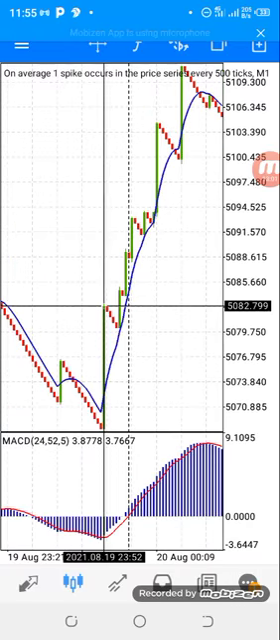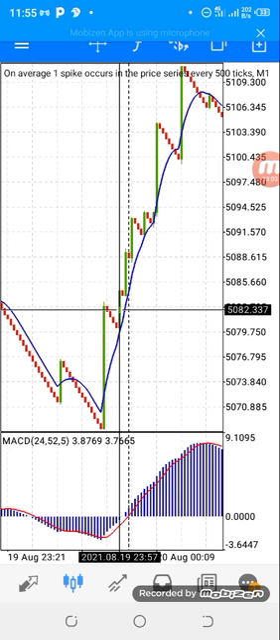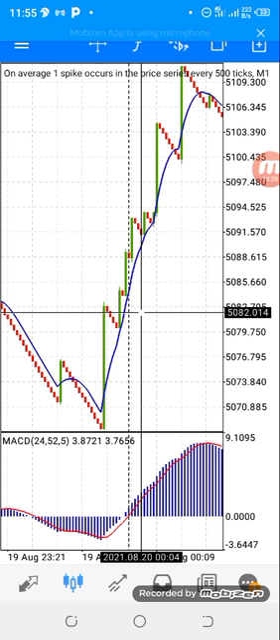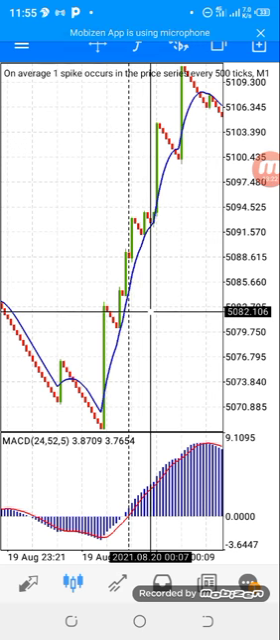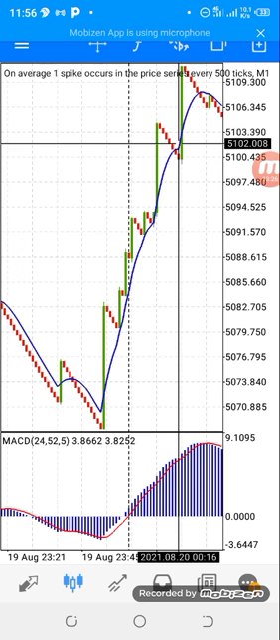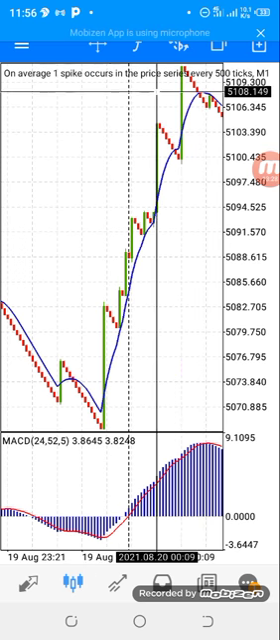Now this is another one. We have a red bar below the MACD, which signals to us that we are in buy mode. Now we are waiting for the touch. Touches happen here, it spikes. Touches happen, it spikes.